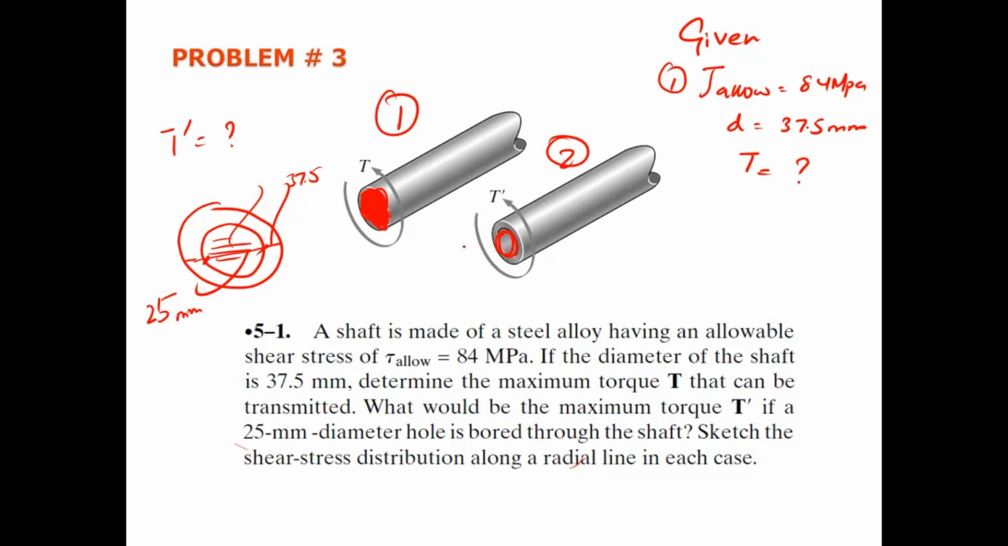Okay, so this is our required. This is case number 2, this is case number 1. In case number 1, T is required. In case number 2, tau dash is required. Also, we have to determine the maximum allowable shear at that point, and sketch the shear stress distributed along a radial line in each case. So let me solve this.